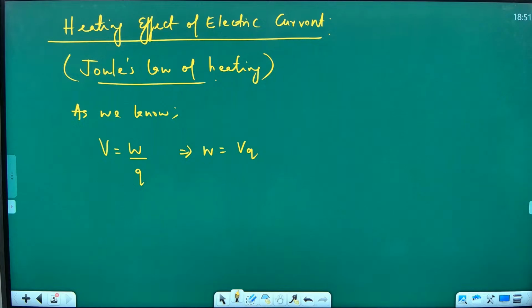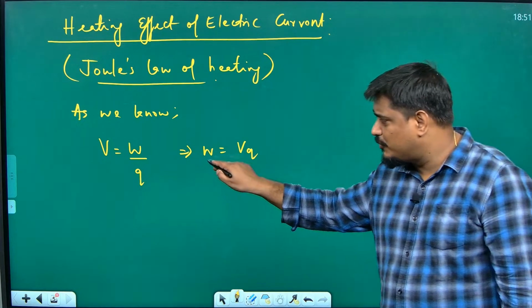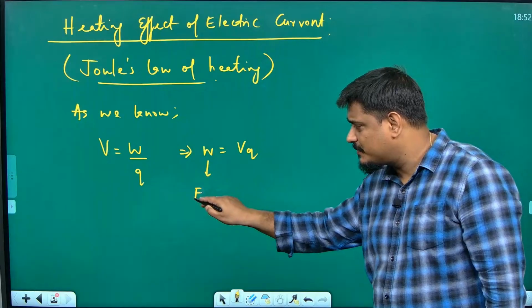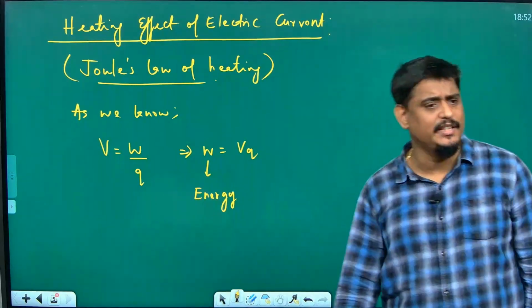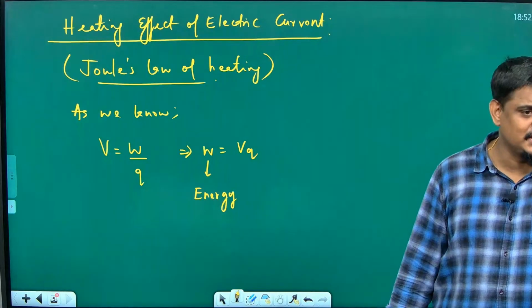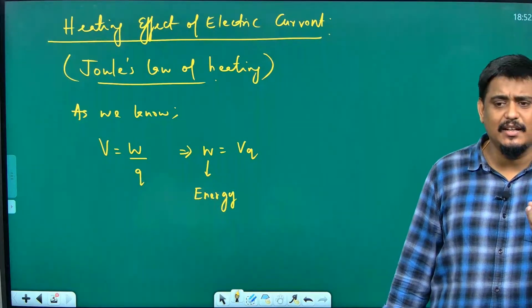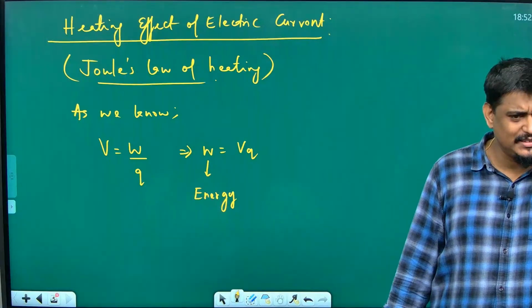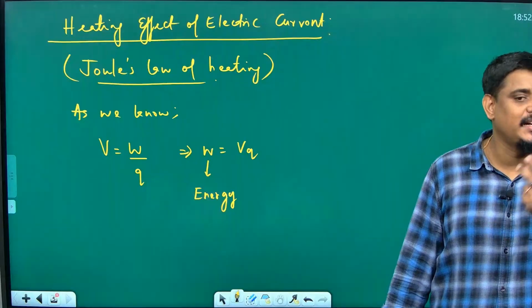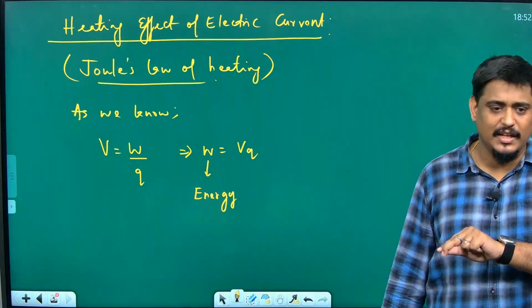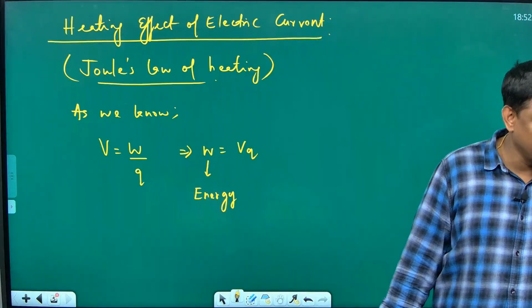Common sense? This work done only is the energy. Do you agree with me? What is energy? You studied in 9th. Capacity of doing work is called energy, right? Energy and work have the same units, joule. You remember this in 9th standard. Work is force into displacement. Energy is capacity of doing work. Energy has the same unit as work. These things you should study in 9th itself.